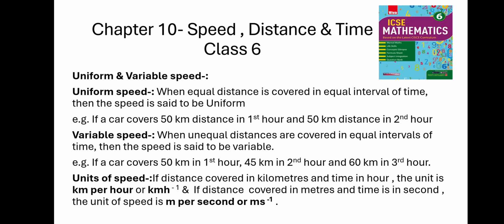Units of speed means in what unit the distance is calculated. If distance is covered in kilometers and time in hour, the unit is kilometer per hour or km h raised to negative 1. If distance is covered in meters and time is in second, the unit of speed is meter per second or m s raised to the power of negative 1.